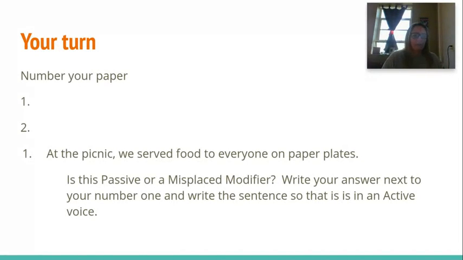All right, so now it's your turn. Number your paper 1 and 2. And number 1, here's the sentence. At the picnic, we served food to everyone on plates. What I want you to do by that number 1 is tell me first, is it passive or is it misplaced modifier? Then I want you to write the sentence correctly so that it's in an active voice.